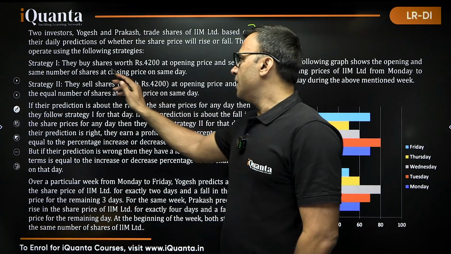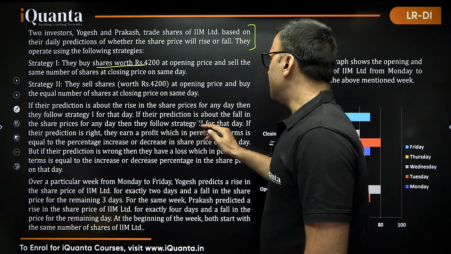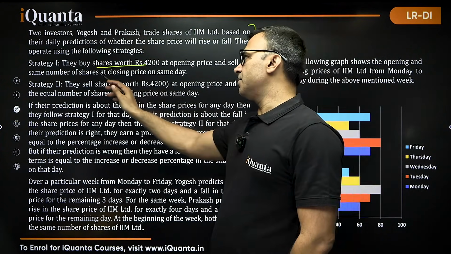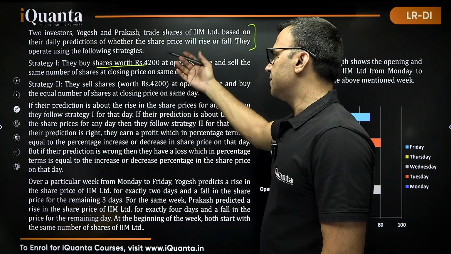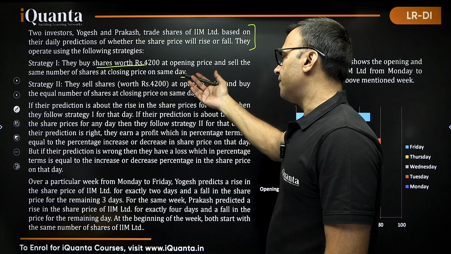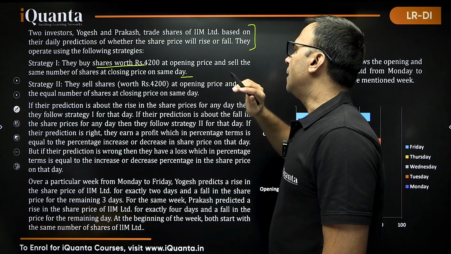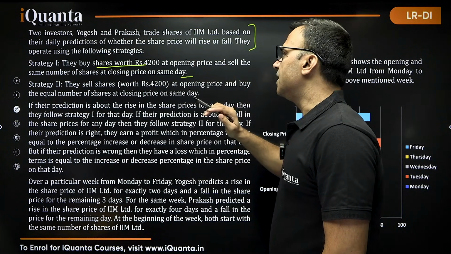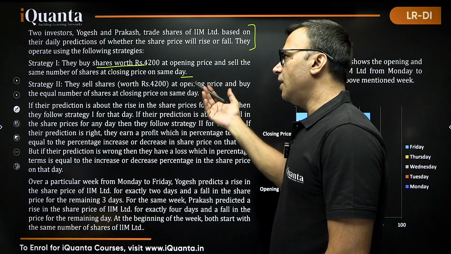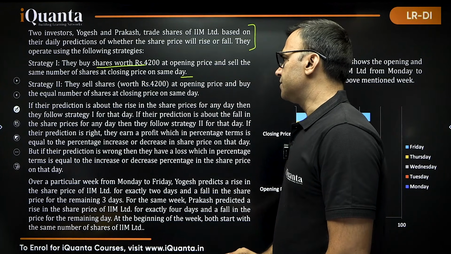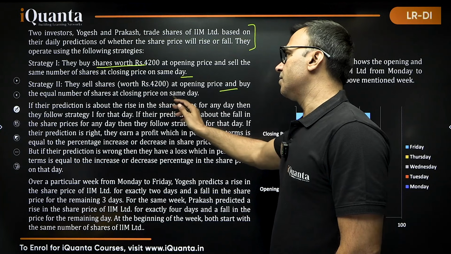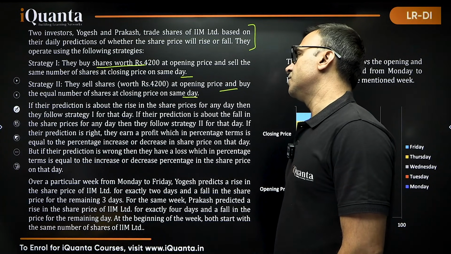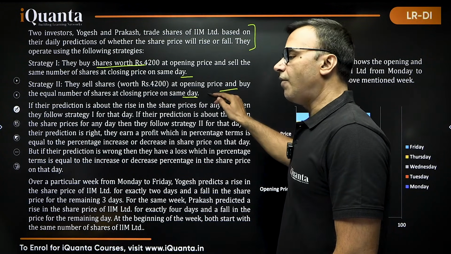Strategy 1, they buy shares worth 4,200 at the opening price and sell the same number of shares at the closing price. So if they buy at a lower price and sell at a higher price, they will be in profit. If they buy at a higher price and the market goes down, they will face a loss. Very simple, basic situation. Strategy 2, they sell shares at the opening price and buy the equal number of shares at the closing price on the same day. So in this case, the profit will happen when there is a fall, right?